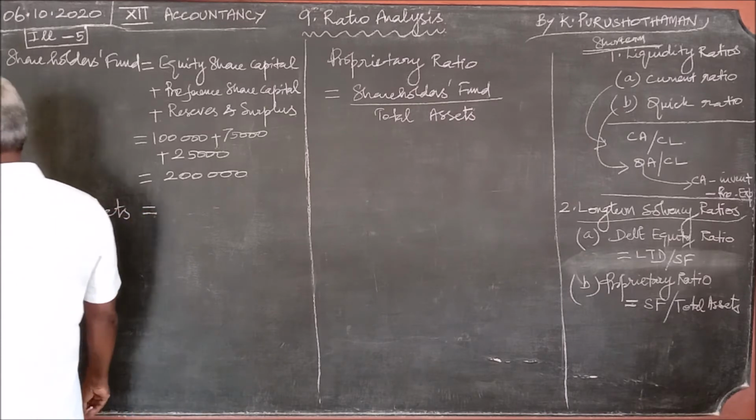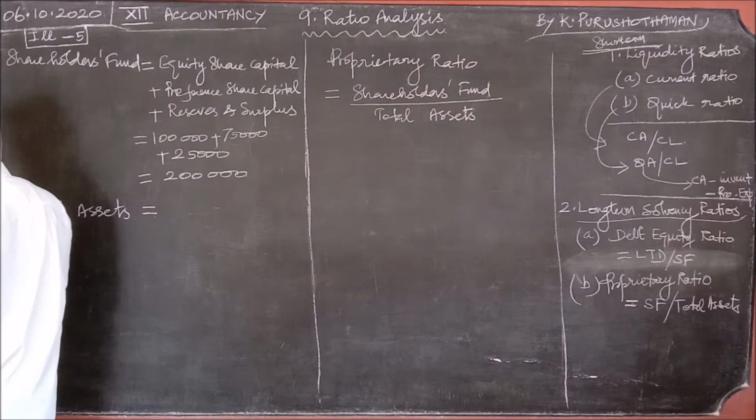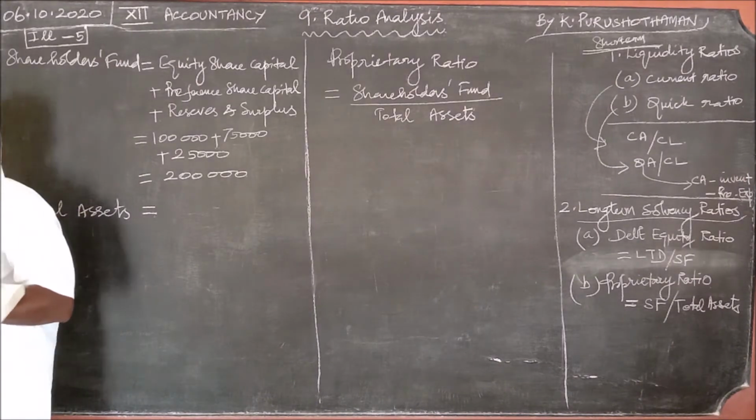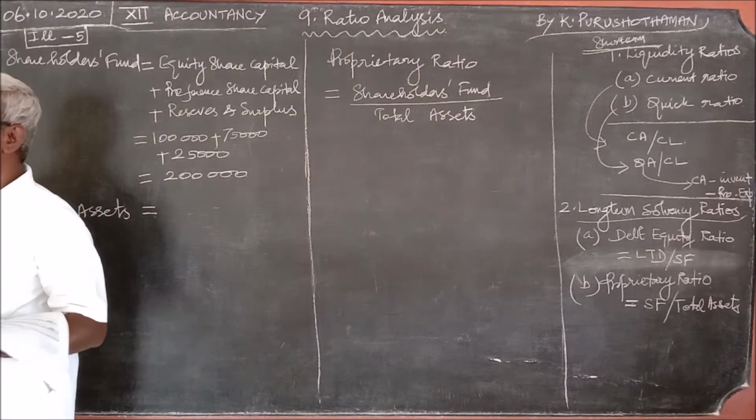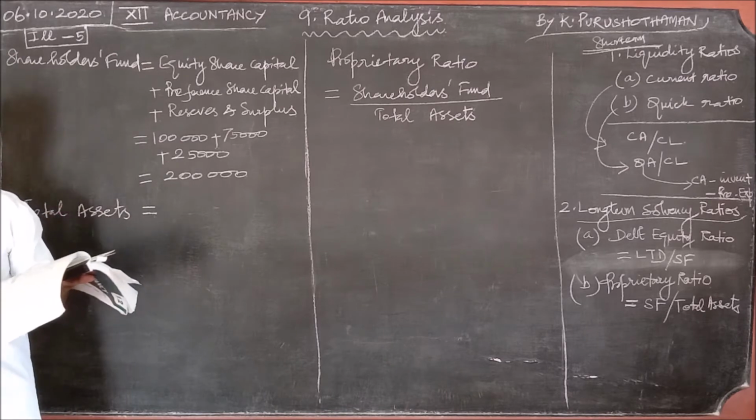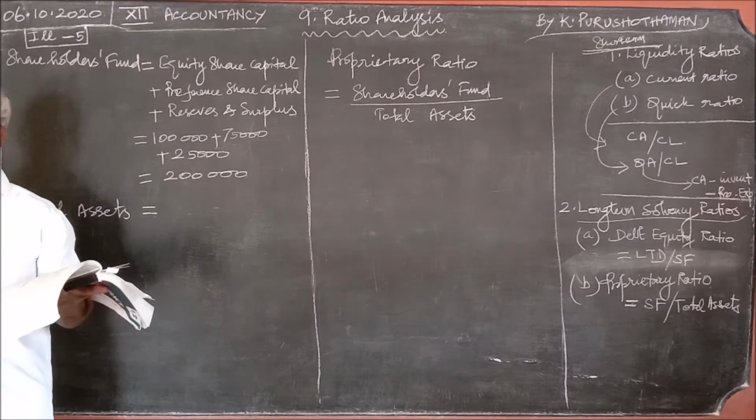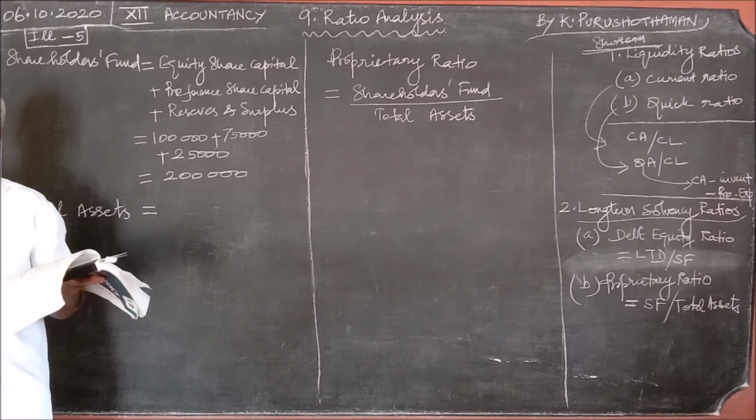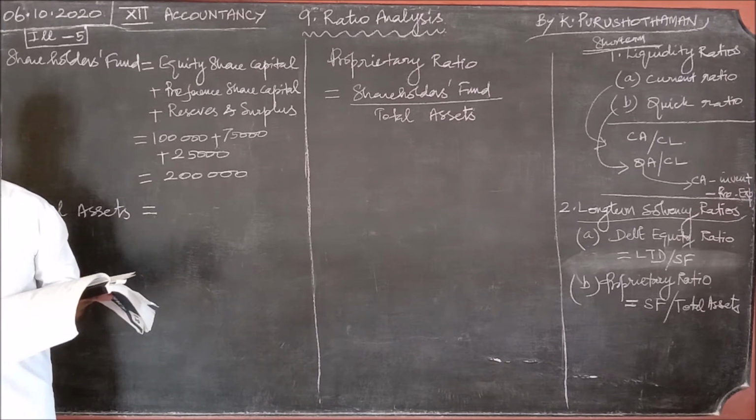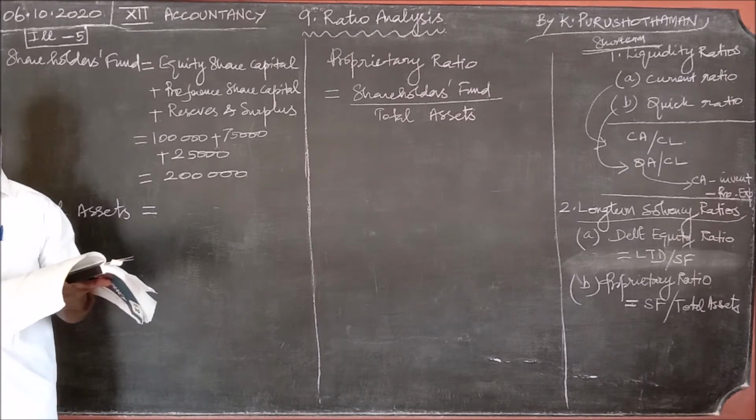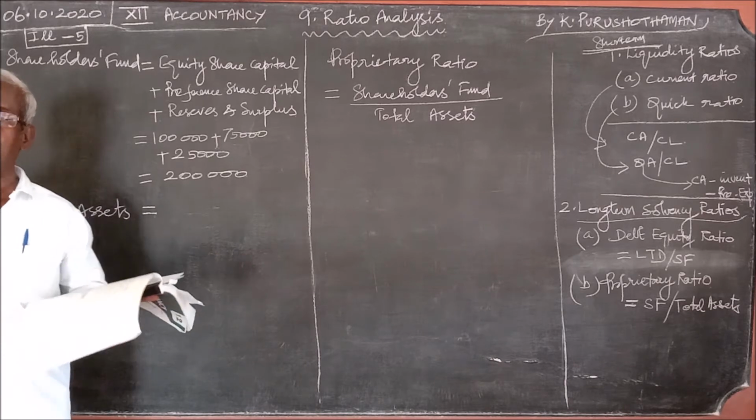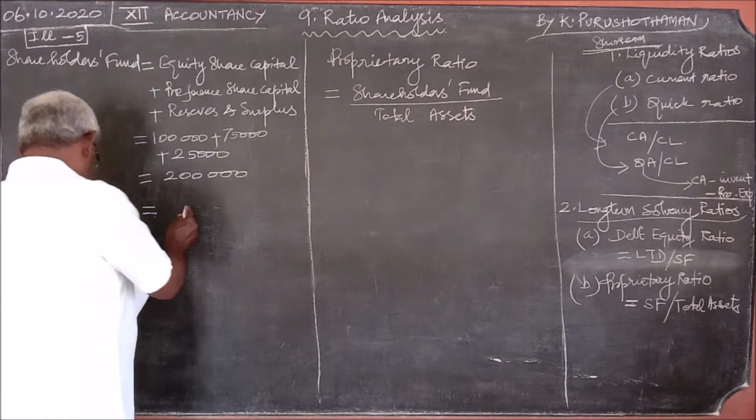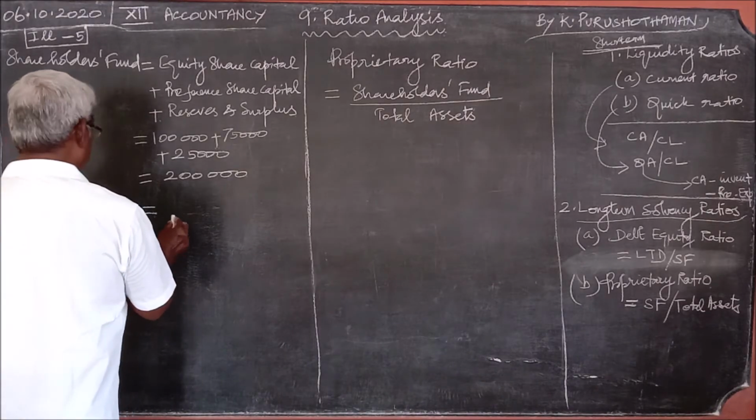Whatever the type of assets, current assets, non-current assets, fixed assets, all types of assets should be included. Here, all the items are given: fixed assets, non-current investments, cash and cash equivalents, everything. In addition, there is one more point: the total itself is given in the problem. Therefore, total assets in this problem is 4 lakh.